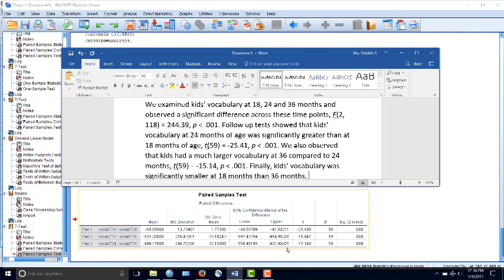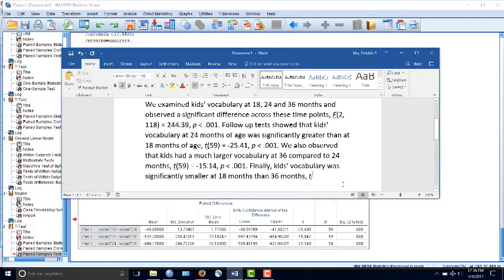That should be fairly obvious given the other significant effects that we reported so far. So we're going to go ahead and type that up anyway, though. So we like to be thorough and present all of the contrasts. 0.001. Okay, so we have all three of our contrasts presented here.